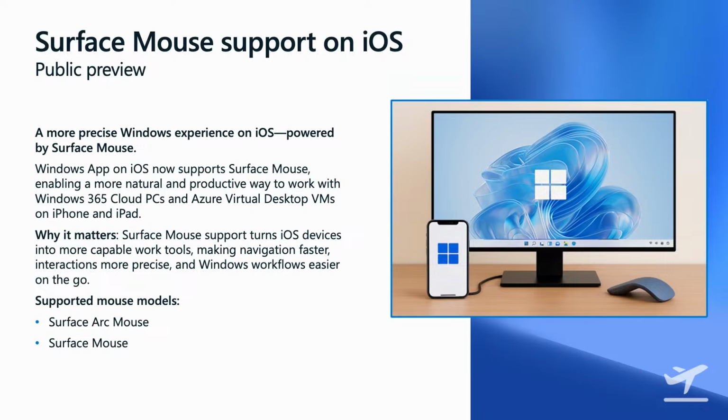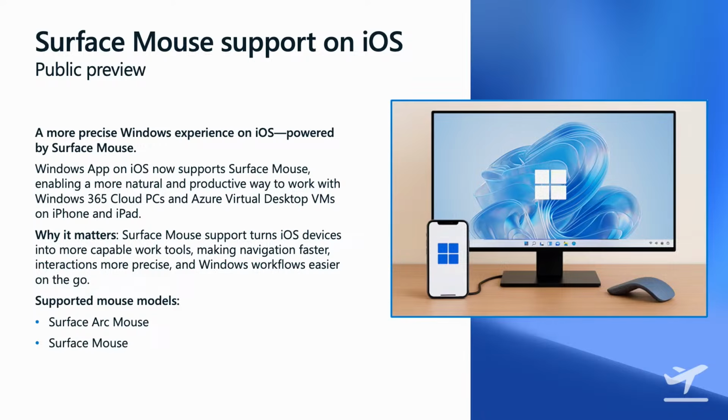To enable this experience, we've updated the firmware for supported Surface mice to be able to interact with Windows app on iOS. The mouse firmware will update automatically through Windows Update while connected to a PC over Bluetooth, and users can also manually update the firmware or verify the current firmware version using Surface app on Windows. Once the mouse is ready, pairing it with an iPhone is simple and familiar. Using standard Bluetooth connectivity, users connect their Surface mouse directly to their iOS device, just like any other Bluetooth accessory.